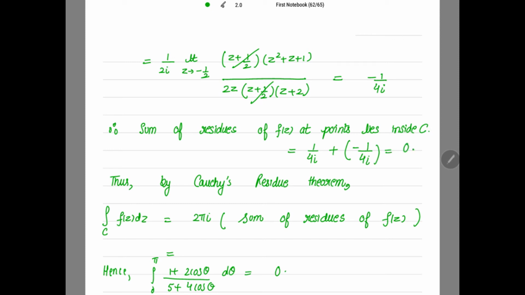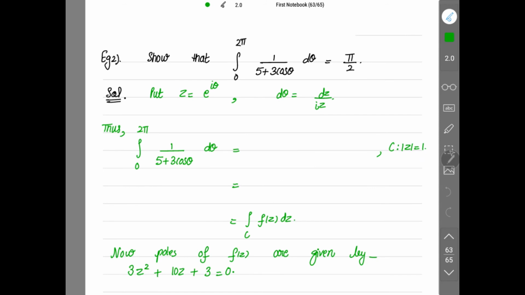So by Cauchy residue theorem, the integration of f(z) dz is equal to 2πi times the sum of the residues of f(z). The sum of the residues is 0, so this is equal to 0. Hence, the given integral is equal to 0. Fine? Easy? Yes.